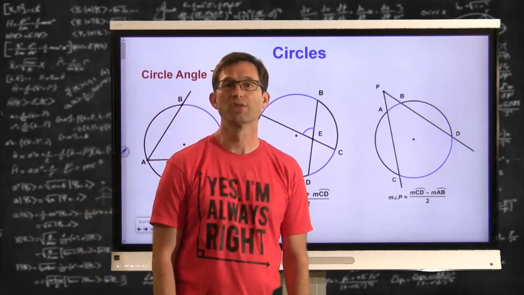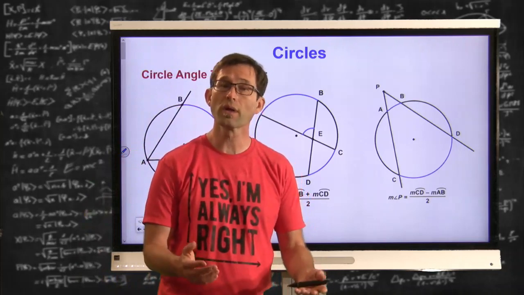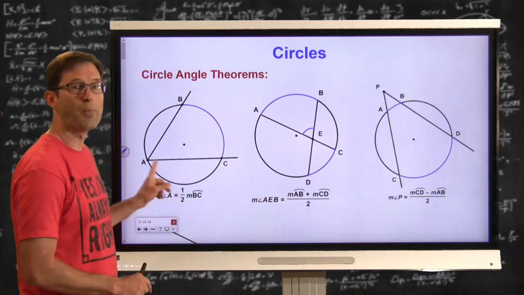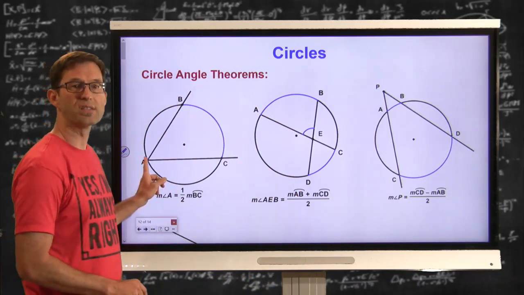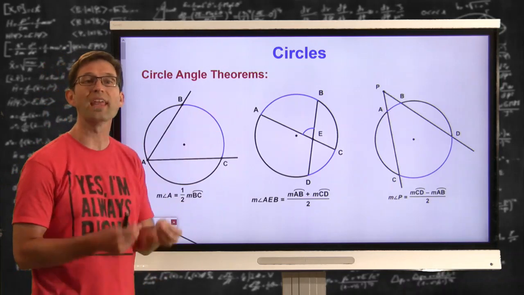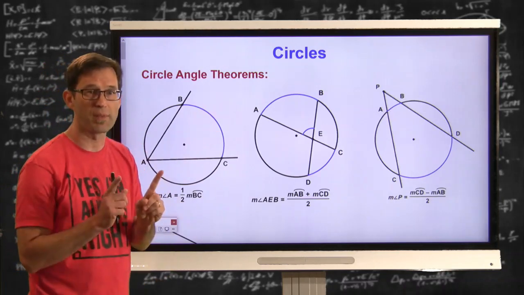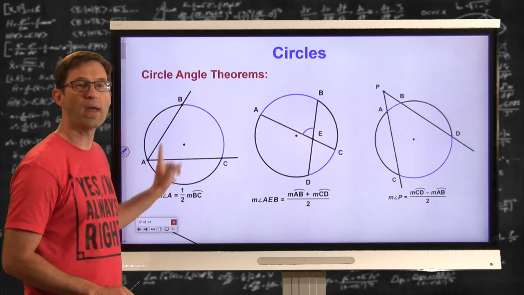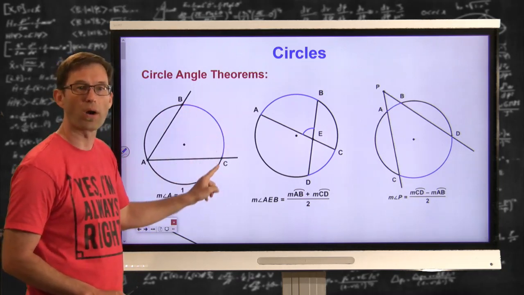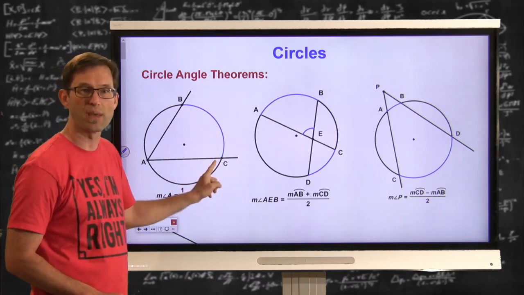Circles and circle theorems. All right, let's really quickly go through circle theorems. So, circle angle theorems. Whenever you have an angle that has its vertex on the circle and the rays intersect the circle, that's called an inscribed angle. That's going to come up in the first problem. And an inscribed angle is always 1/2 the measure of the intercepted arc.